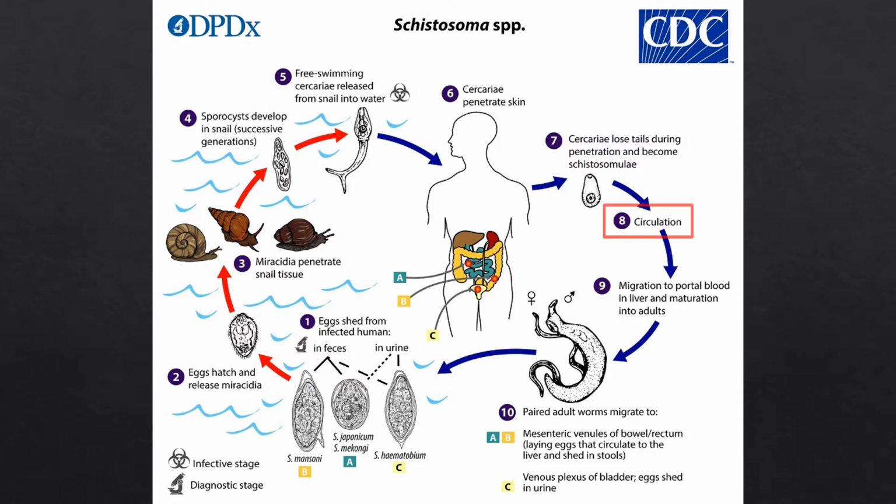The schistosomulae migrate via venous circulation to lungs, then to the heart, and then develop in the liver, exiting the liver via the portal vein system when mature. Male and female adult worms copulate and reside in the mesenteric venules, the location of which varies by species.